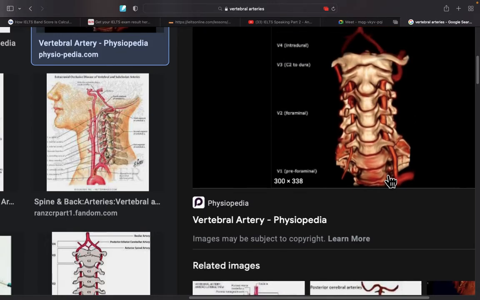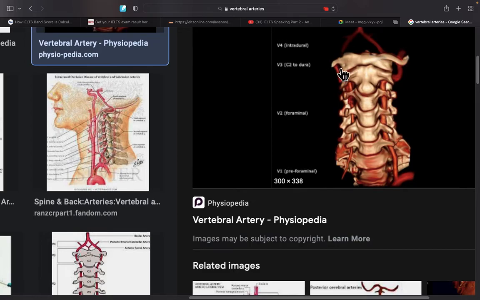cervical vertebrae. But here we can notice that these arteries pass through the cervical vertebrae except one vertebra. Can anyone tell me which cervical vertebra it does not enter through? That is C7. Okay, it enters through C6, C5, C4, C3, C2 and C1. C1 also has a transverse process, and it passes.